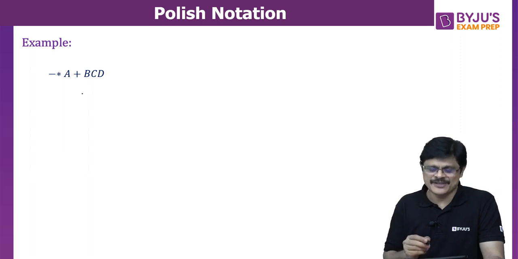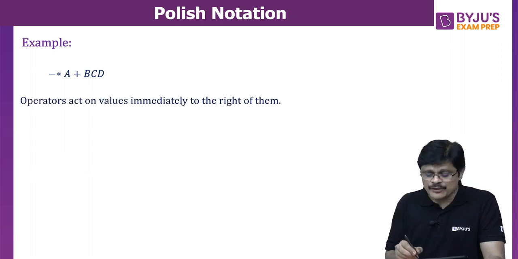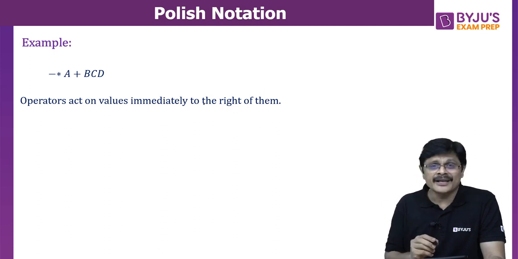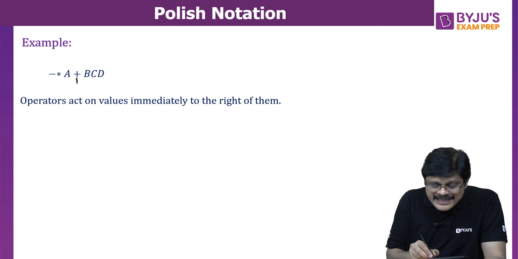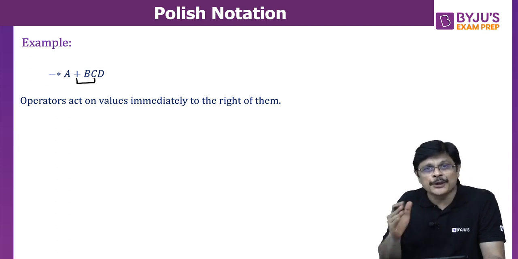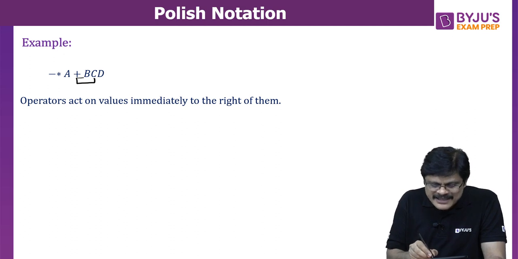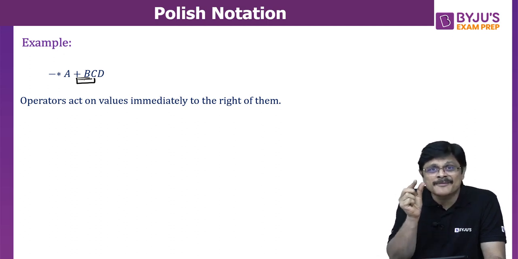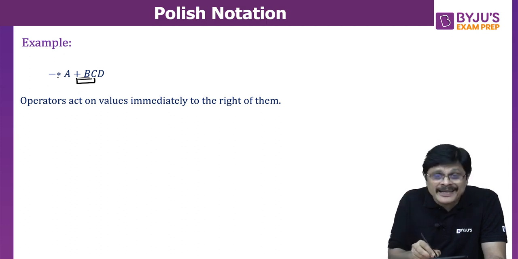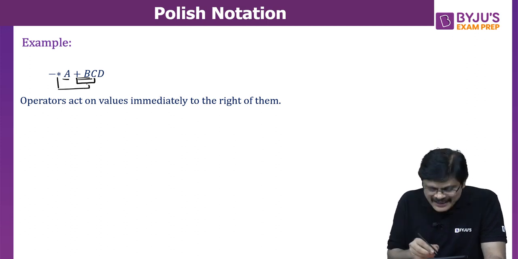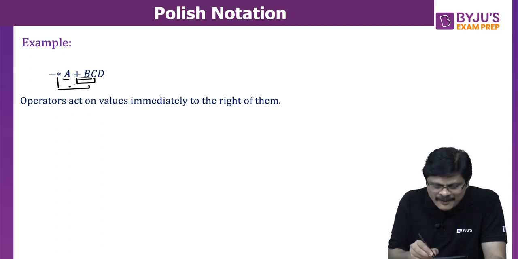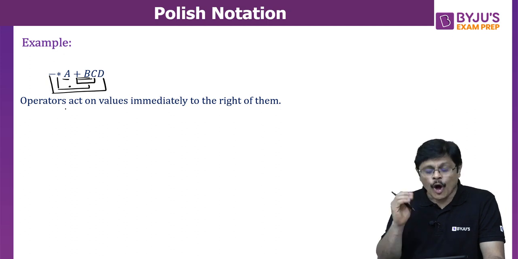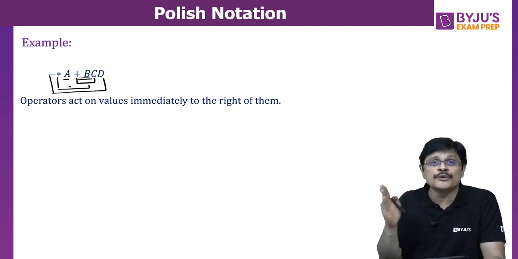Suppose this is a prefix notation. Operators act on values immediately to the right of them. So here, this is the operator, and it acts on the operands which are immediately to the right of it. Again this becomes a single operand. After applying plus BC, that becomes a single operand. Now this operator operates on that one and these two. Am I clear? Then the next operator, minus, operates on, now this becomes a single operand, my dear friends. Now this operator operates on this followed by D.